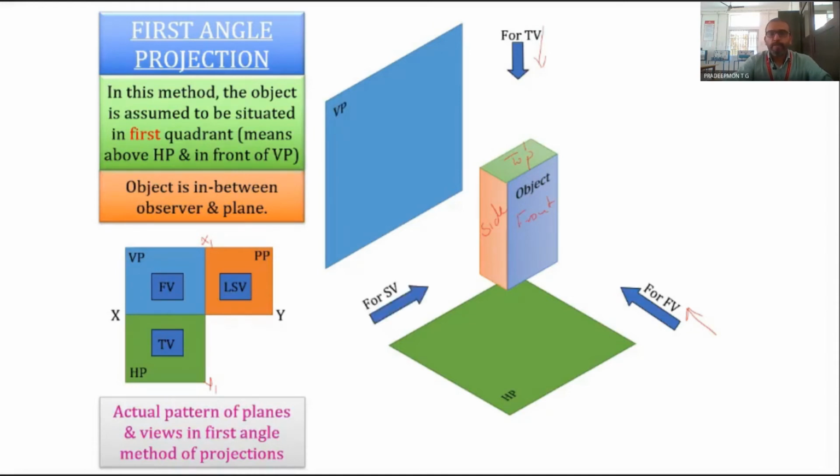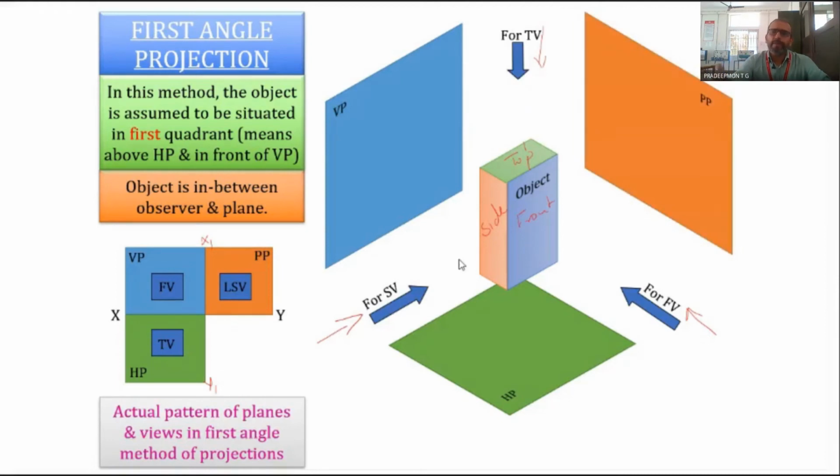Now, in order to get the side view, you have to look from the side. Since we are going for the left side view, we are looking from the left side. If you want to get the right side view, you have to look from the opposite side. So we are going for the left side view. This is the side from which we are looking. Now the profile plane will be towards the right of the object.